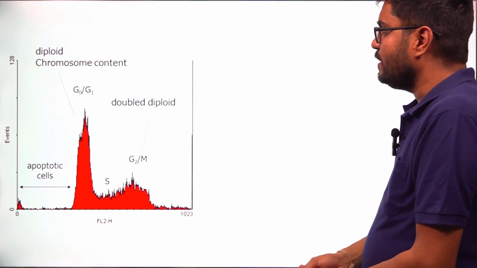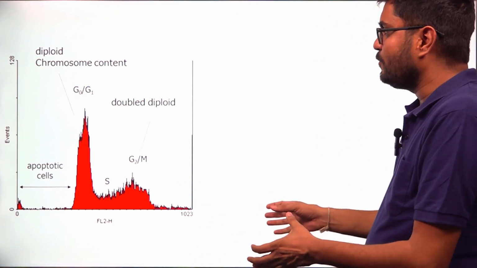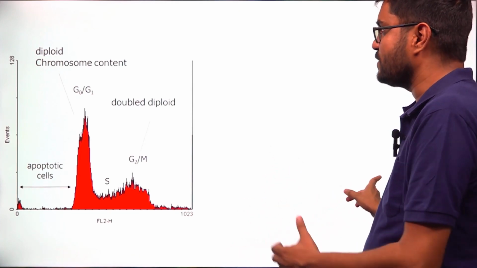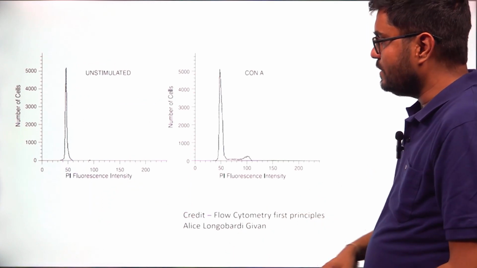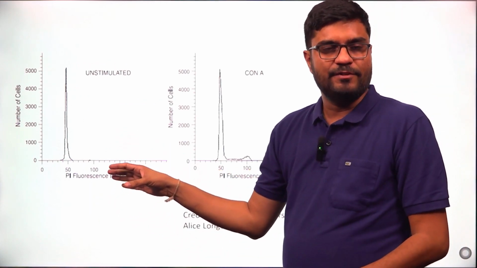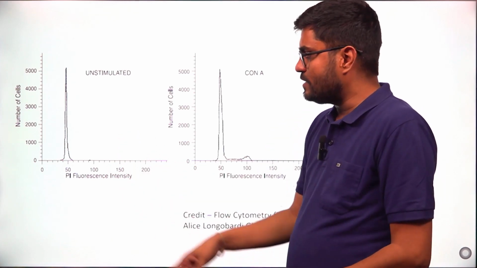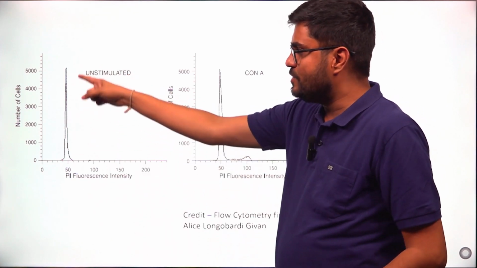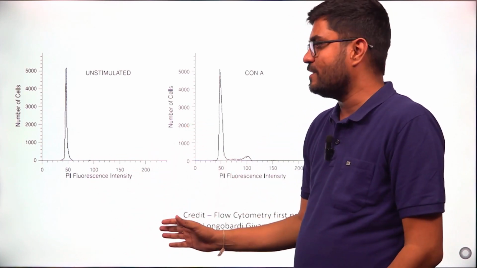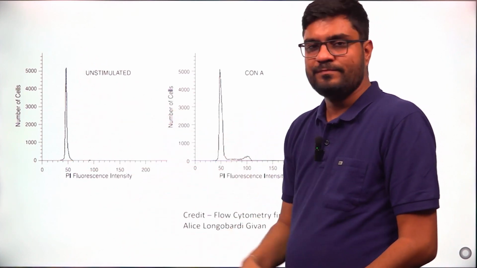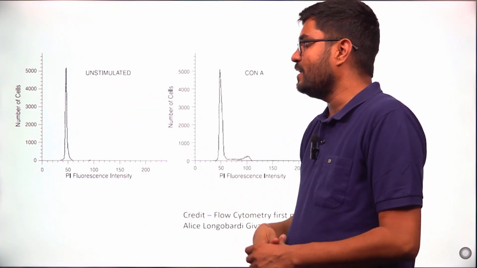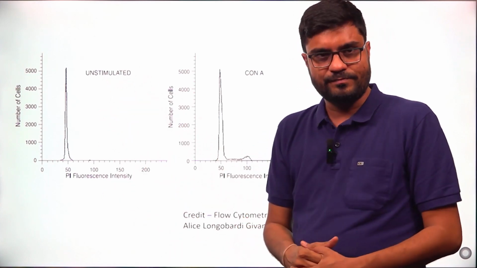So let's see what kind of original situation we can get in an experiment. The answer is simple. What we have done, we have taken T cells which are not dividing. Once they are not dividing, they have a G1 peak. They are not doing replication, they are not undergoing the cell cycle, so they are giving us only one peak, that is 46 DNA molecules. So we are calling them unstimulated cells.